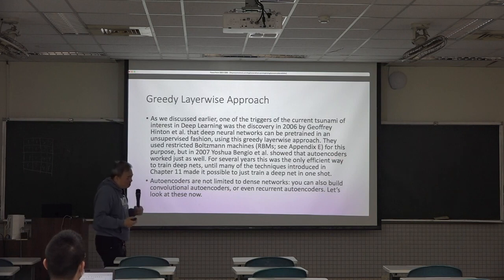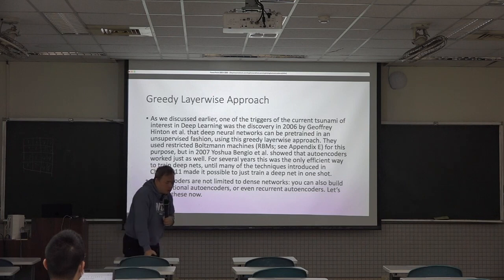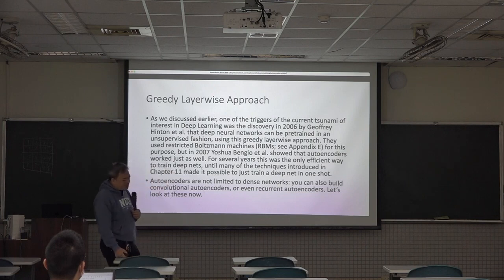You don't need a restricted Boltzmann machine to train a deep autoencoder and then use that for transfer learning. You can use an autoencoder. But nowadays it's not necessary because we learned so many good techniques from chapter 11, so we can just train a deep neural network in one shot.